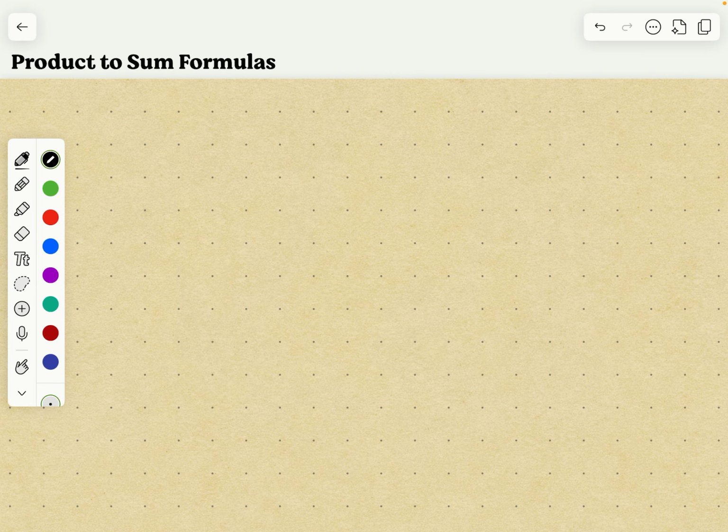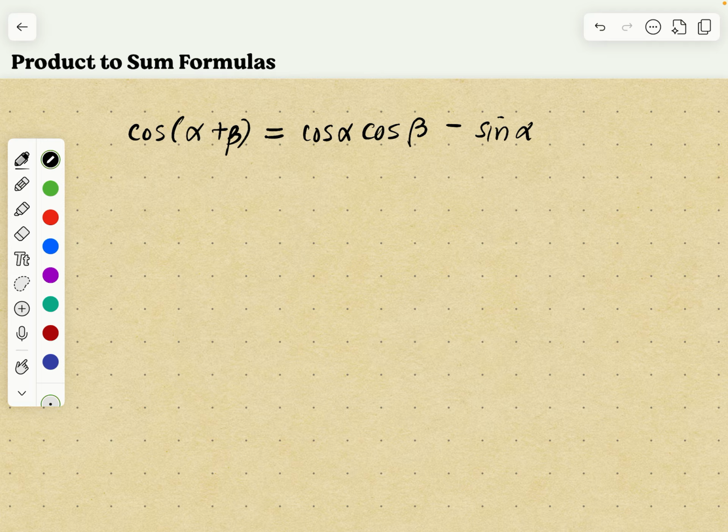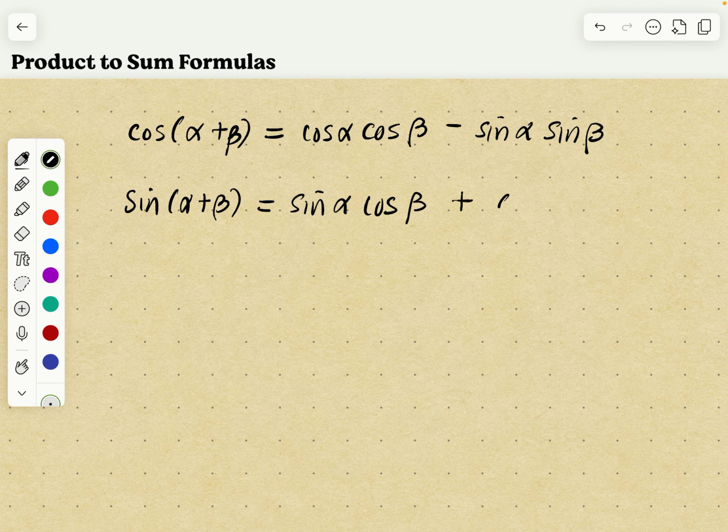So we have the formula cosine of alpha plus beta equals cosine alpha cosine beta minus sine alpha sine beta. That's the cosine sum formula. And we also have sine of alpha plus beta equals sine alpha cosine beta plus cosine alpha sine beta. So I'm assuming that you're already familiar with these.